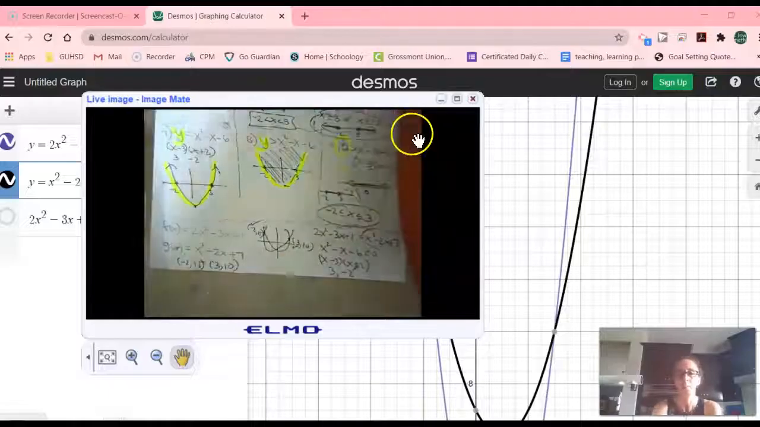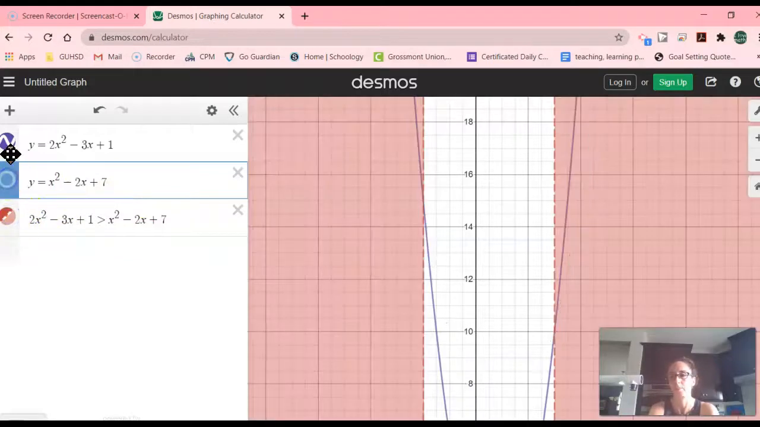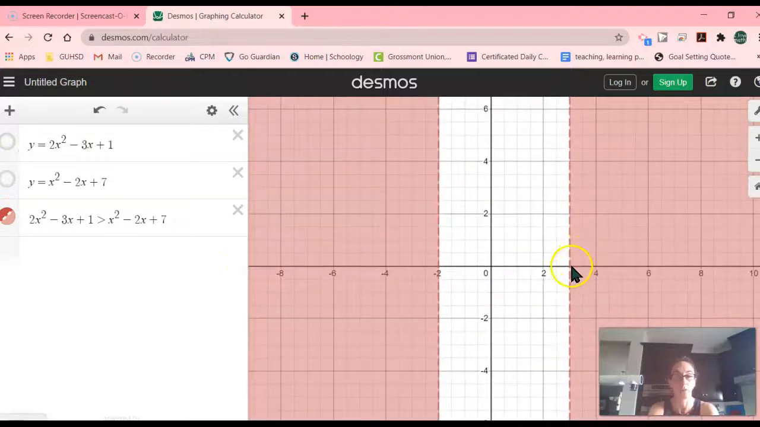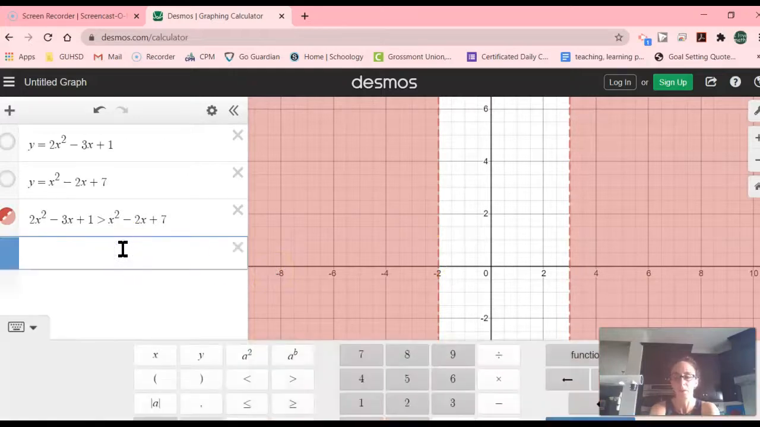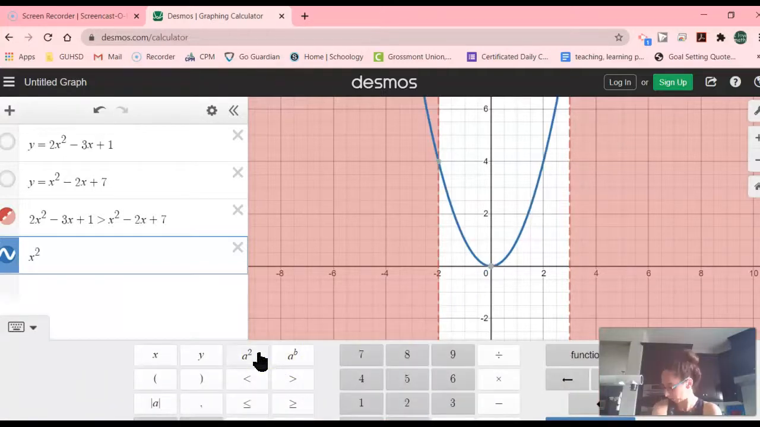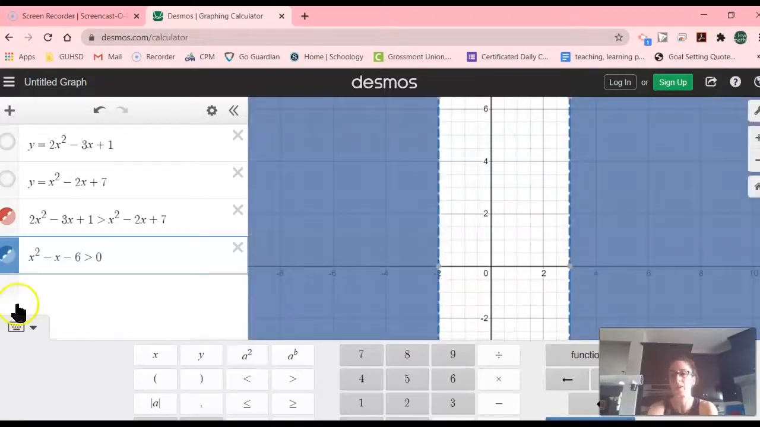So let's go over here and see the differences. What I did is I said, okay, I'm putting this here and I'm putting this here. So now I'm going to show you this. And what it's saying is, there's my 3 and my -2. If I gave you that, you would say x is greater than 3 or x is less than -2. If I was to graph this, I go x squared minus x minus 6 is greater than 0. It's the exact same thing, isn't it?